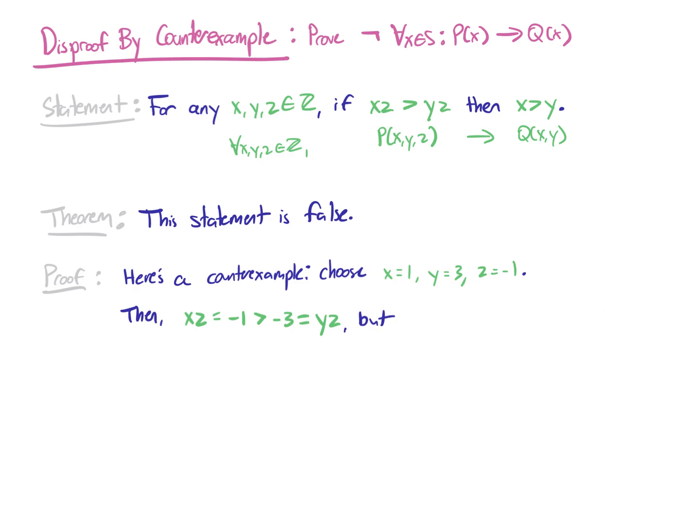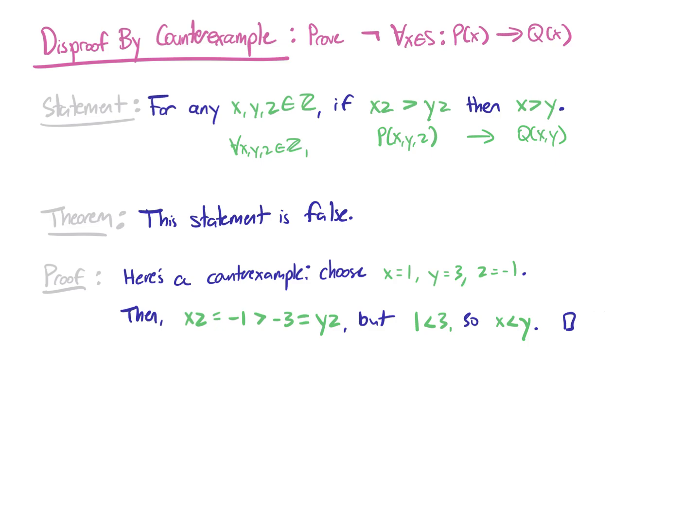Is it the case that x, 1, is greater than 3? Obviously not. In fact, 1 is less than 3. So x is less than y. Now I am done. I have given a counterexample. I've shown that there are some possible choices for x, y, and z that make this purported statement false, and so I've proven my theorem that this statement is not true.